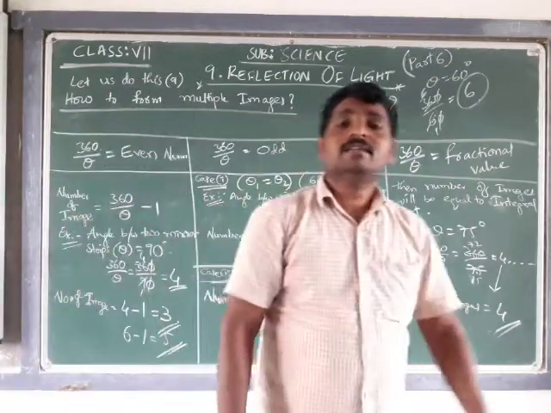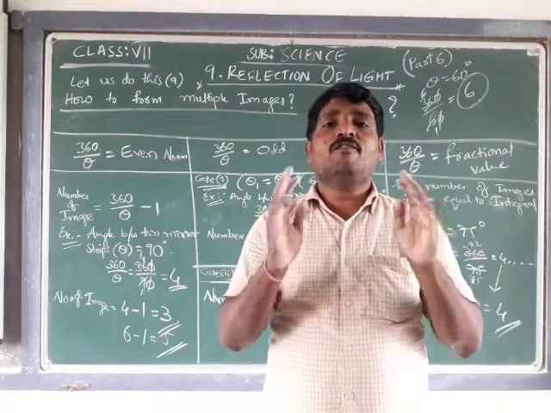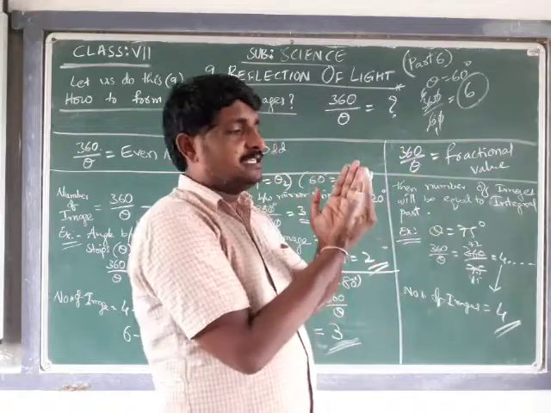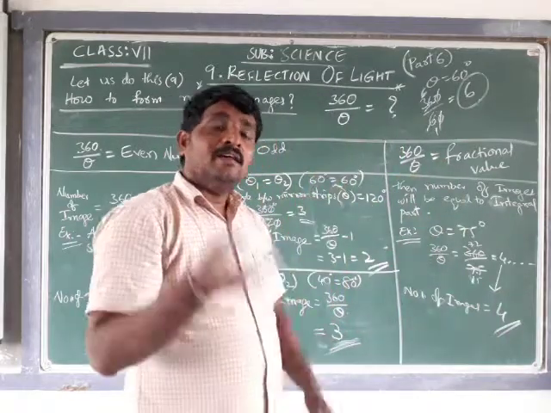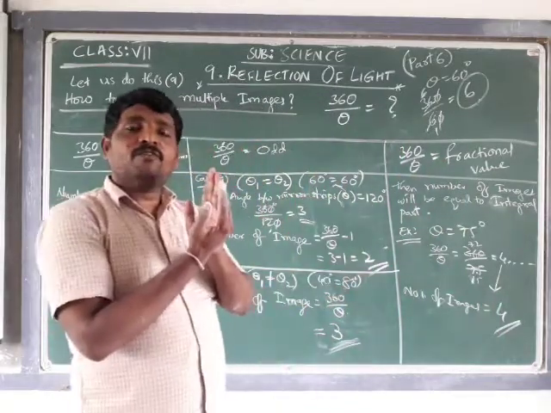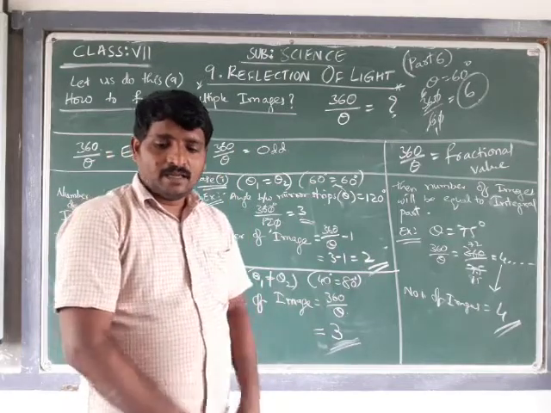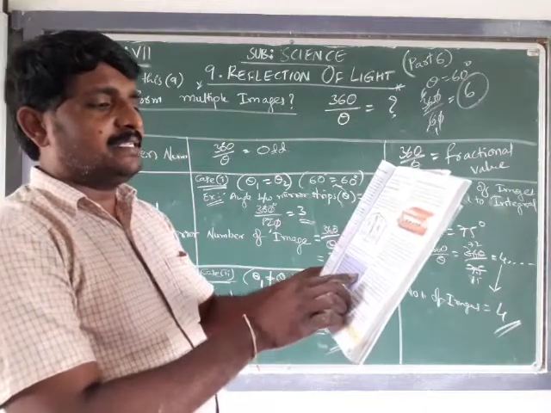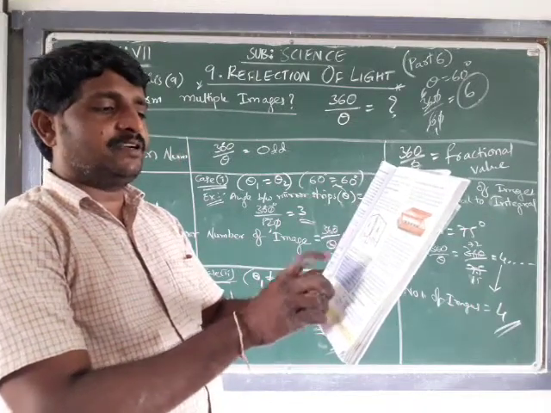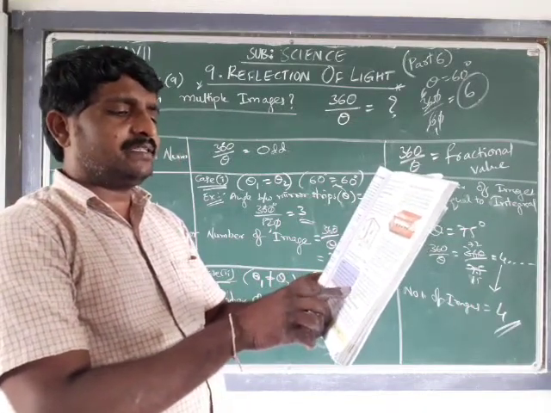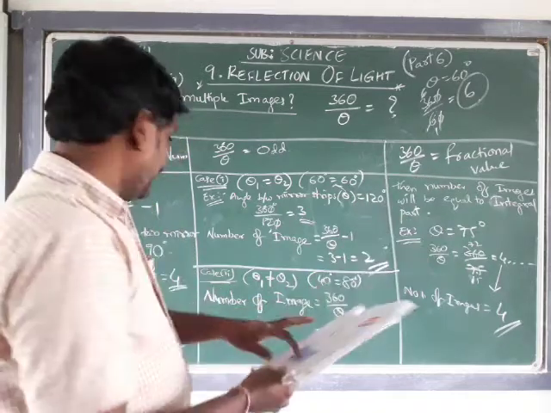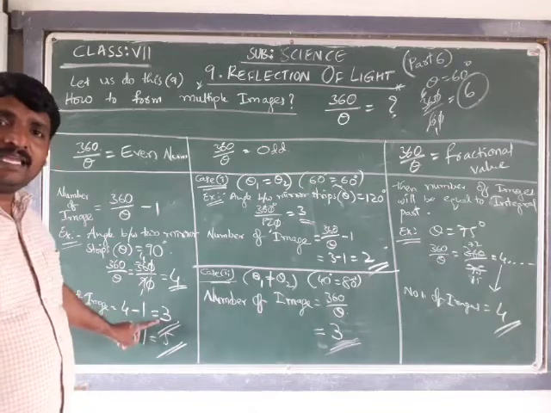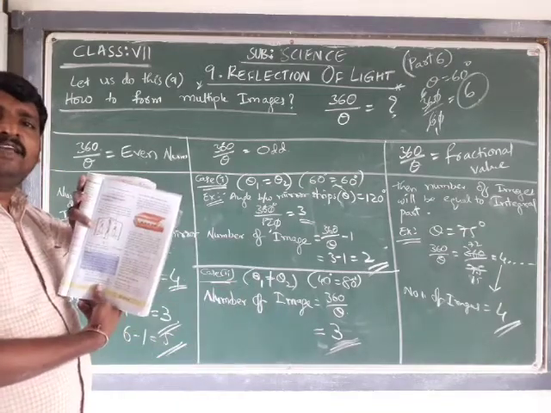The number of images formed between the two mirror strips, which are inclined at some angle, depends on the angle between the mirror strips. Keep the mirror strips in such a way that the angle between them is 90 degrees, and observe the images and compare them with the object. How many images are going to form? 3 images are going to form, as shown in the figure.